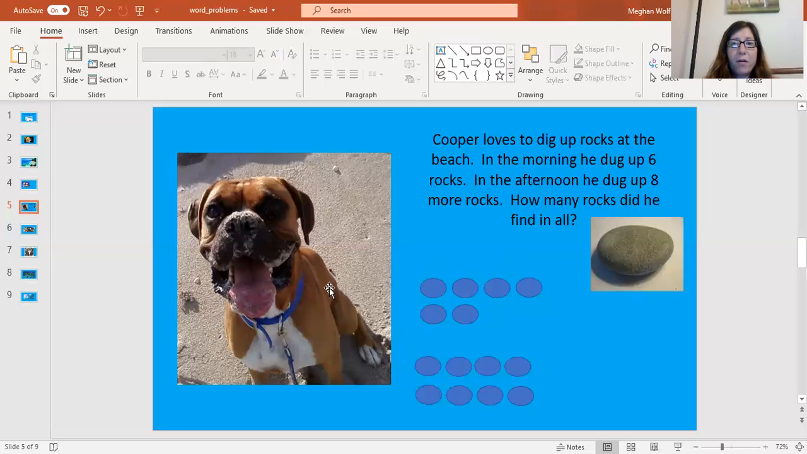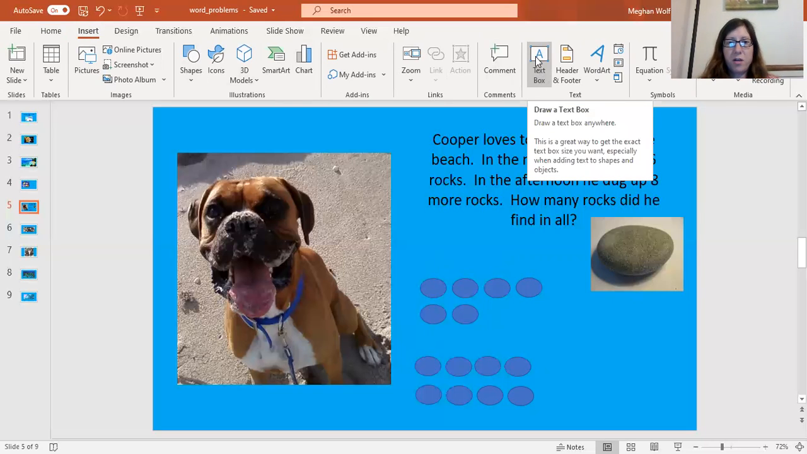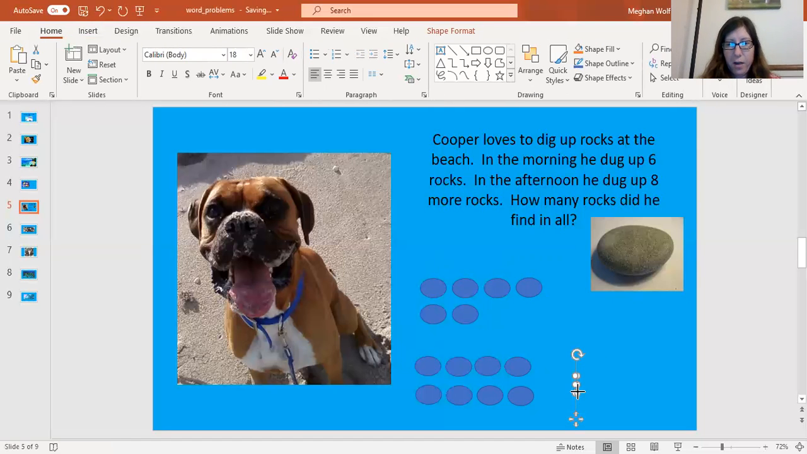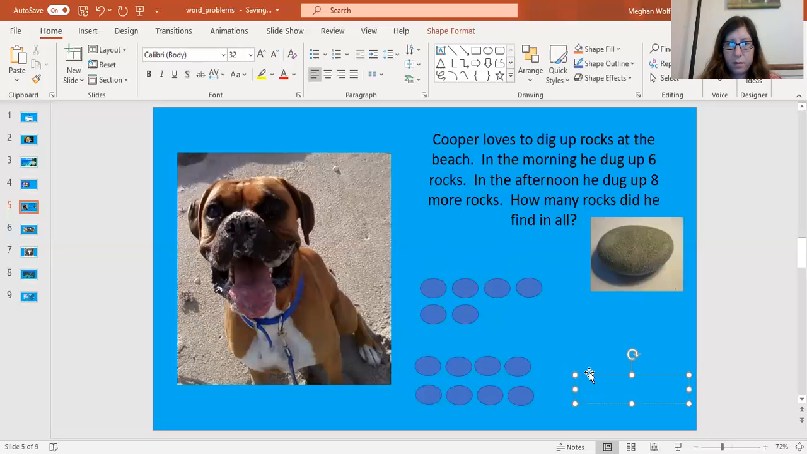So let's go ahead now and make the equation to go with this before we put it all together and solve it, okay? Because that's an important skill to be able to do. You want to be able to figure out what equation matches with it, what addition or subtraction problem, okay? And so, make this a little bit bigger. Put this over here, we'll put the equation.